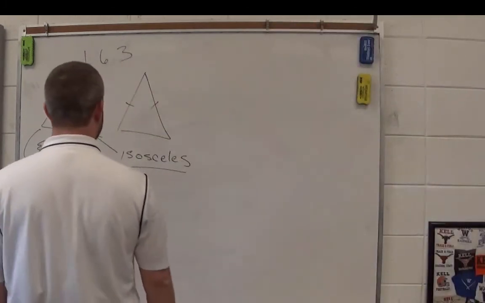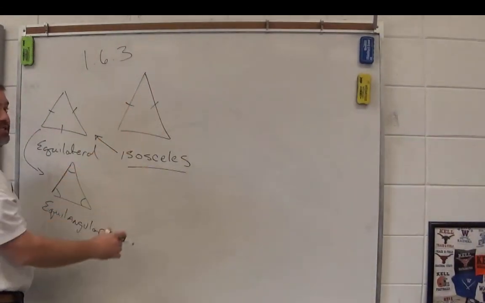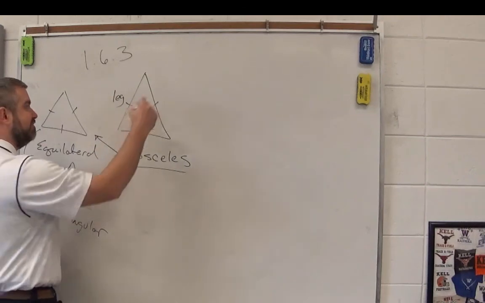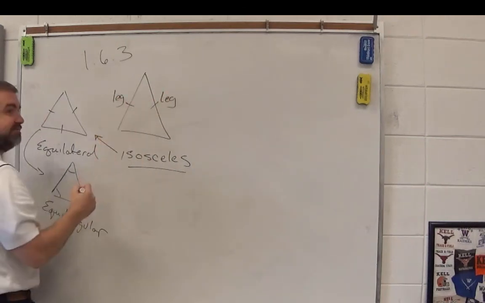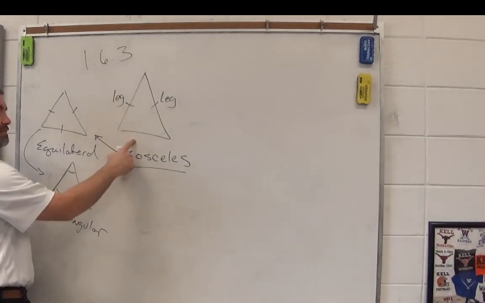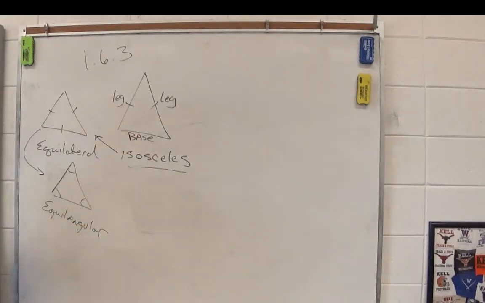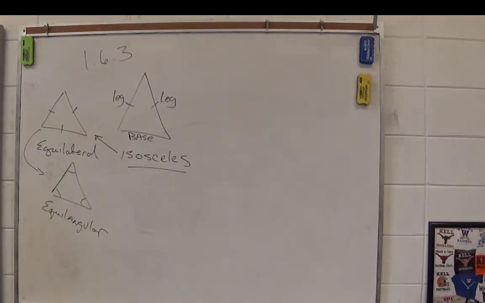The last bit of vocabulary is when we have an isosceles triangle, we have legs. This is a leg of the triangle, and this is a leg of the triangle. What do you think this is? The base. So how do you know which one's the leg and the base in an equilateral? You don't, they're all legs. You don't have a base. They're all equal.